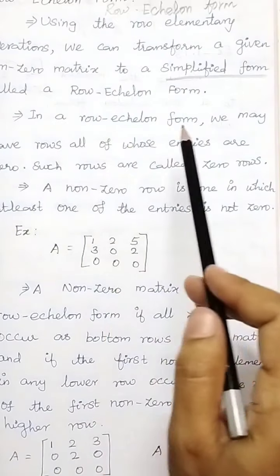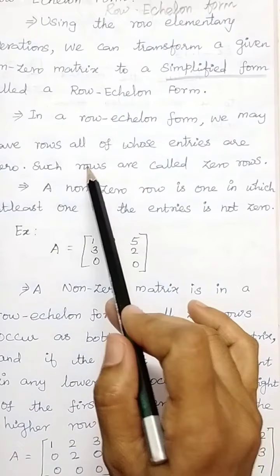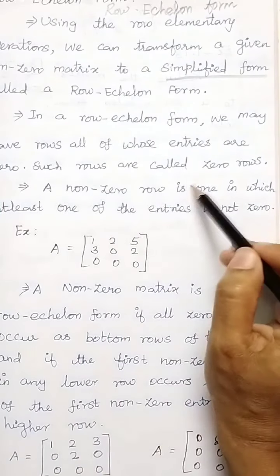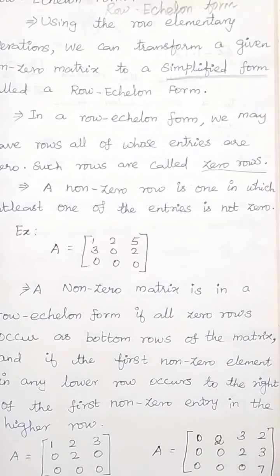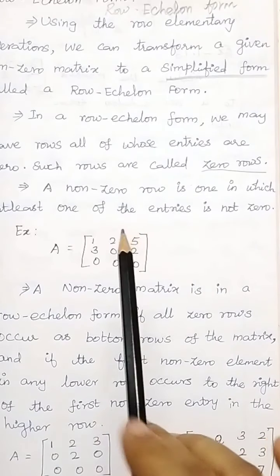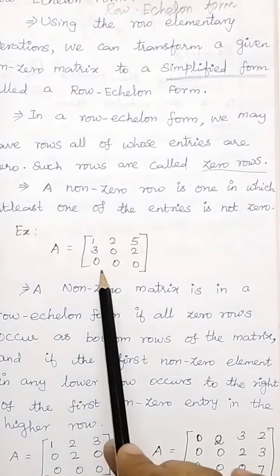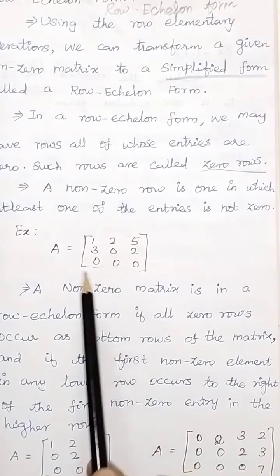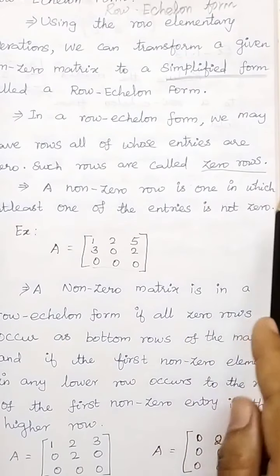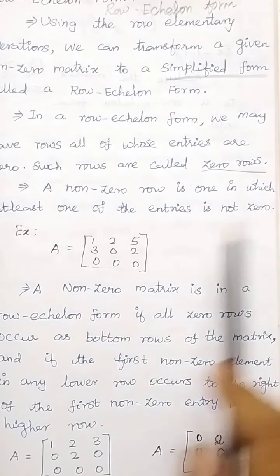In a row echelon form, we may have rows all of whose entries are 0. Such rows are called zero rows. In a matrix, if one row has all entries 0, that row is called a zero row. A non-zero row is one in which at least one of the entries is not 0.